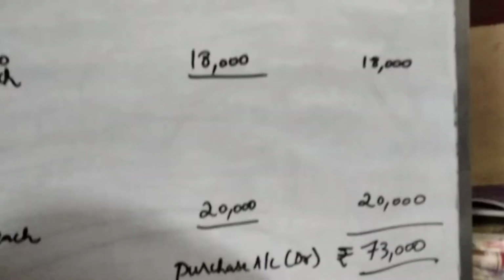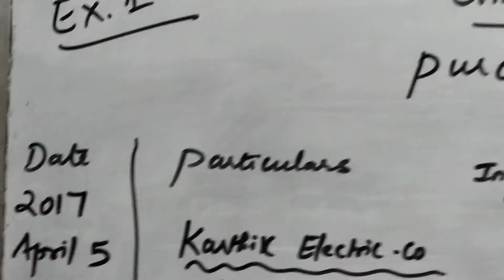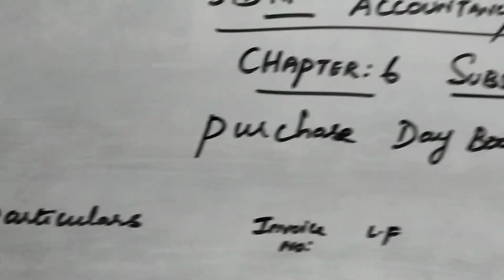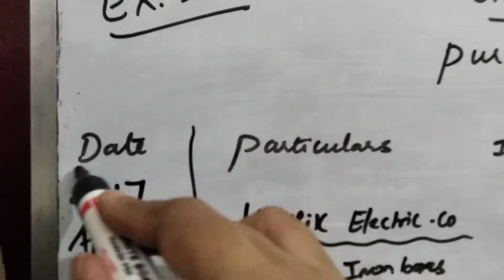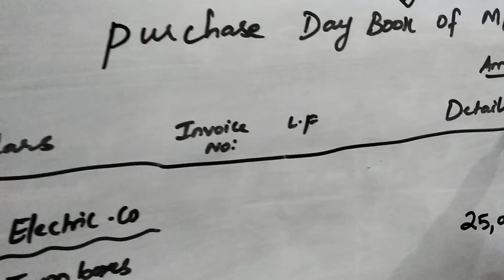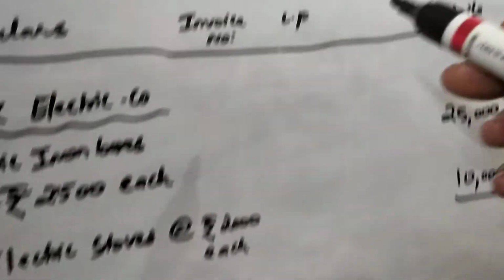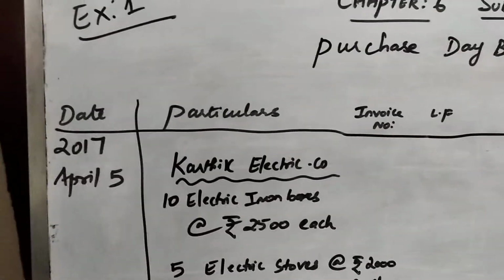Purchase account debit 73,000. So let us look into the problem once again. So purchase day book of Ms. Subsidiary Electric Company. And you have the date, particulars, invoice, LF, amount, details and the total amount. So you are going to leave that invoice and LF column blank.